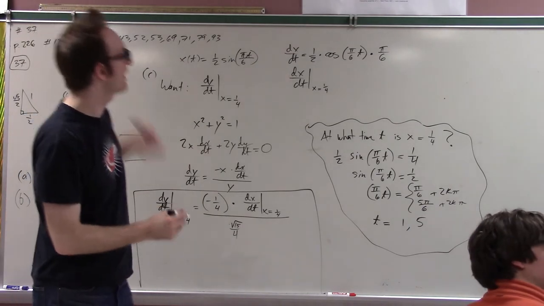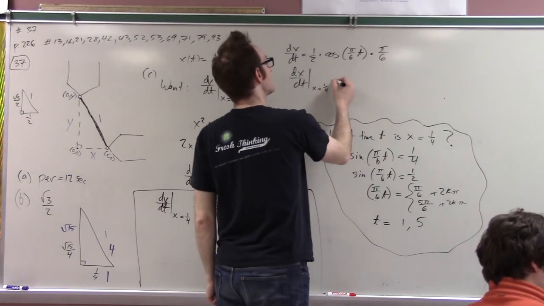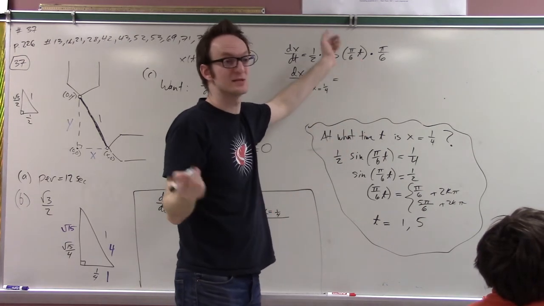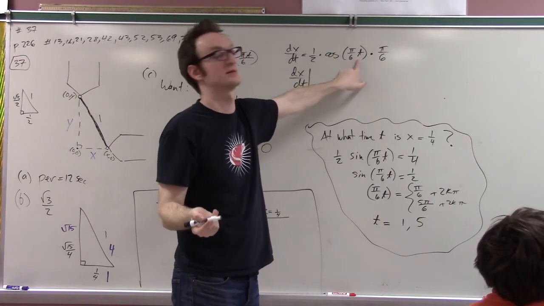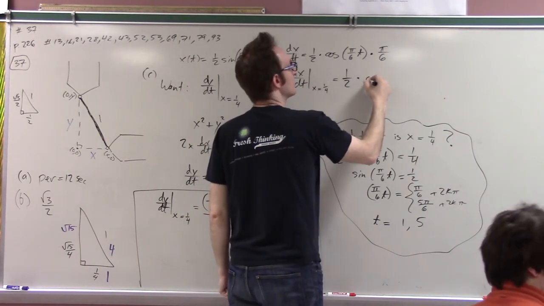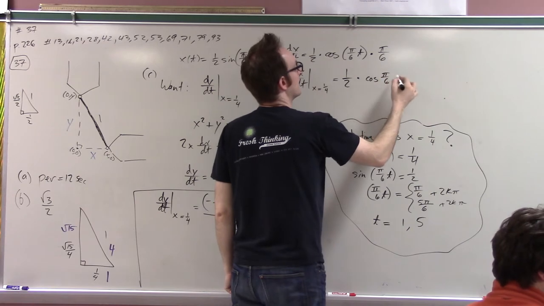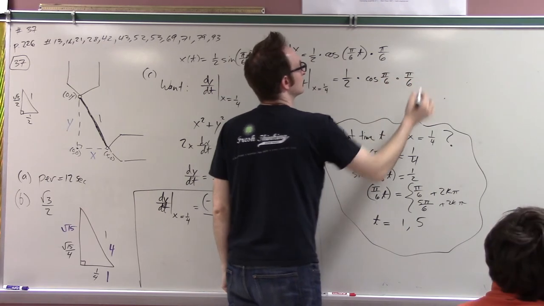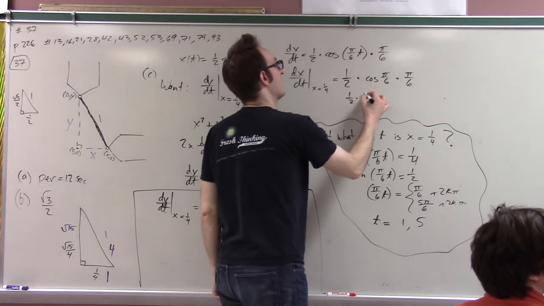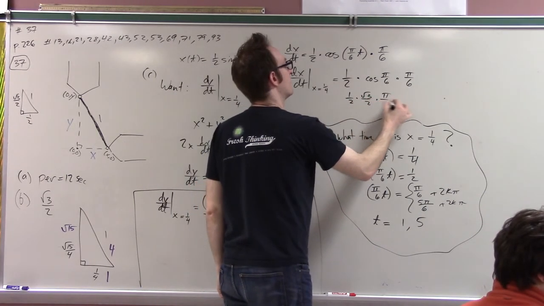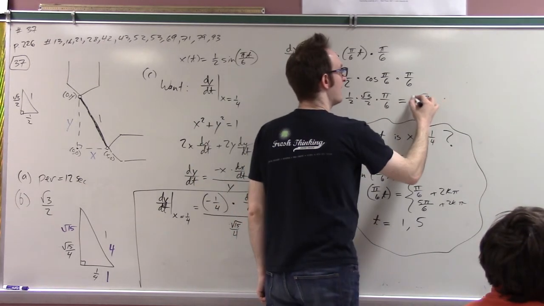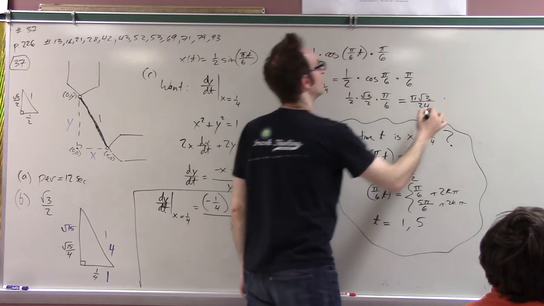All right, now that I've done that, I can compute dx/dt when x is 1/4 by plugging in either 1 or 5, it doesn't matter, into this formula. And so we get 1/2 times cosine(pi over 6) times pi over 6. And cosine of pi over 6 is root 3 over 2. It's 1/2 times root 3 over 2 times pi over 6. So we get this sort of ugly formula, pi root 3 over 24.